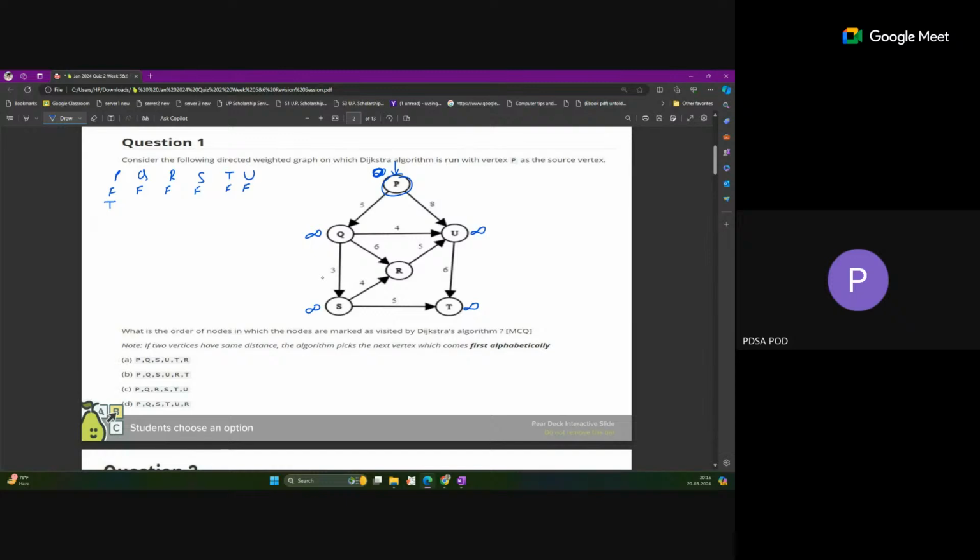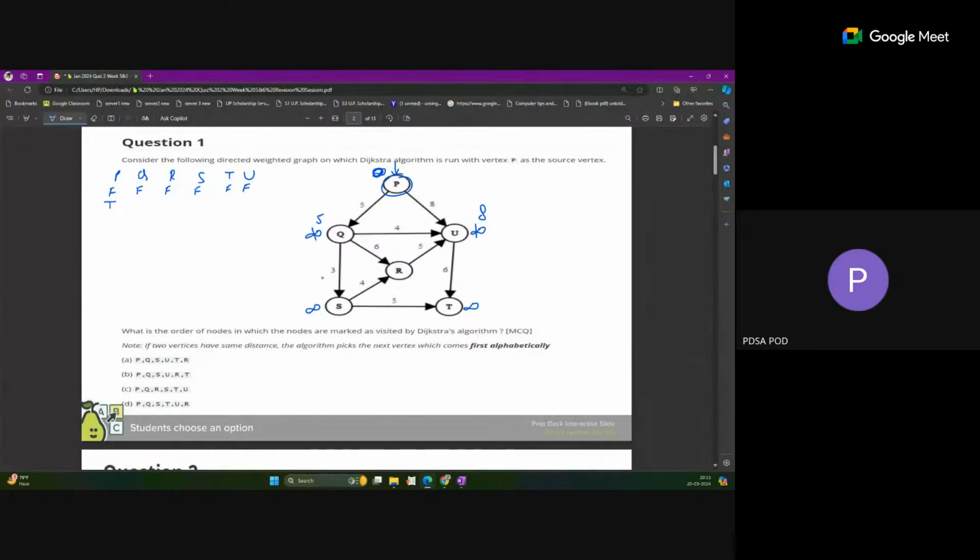then we will update the distance with the smaller one. Otherwise we will skip. In this case, you can see P to Q we are getting 5, which is smaller than the previously assigned infinite, so we will update it with 5. Next, similarly P to U is 8, so this will be updated with 8. Now we have two nodes to visit.